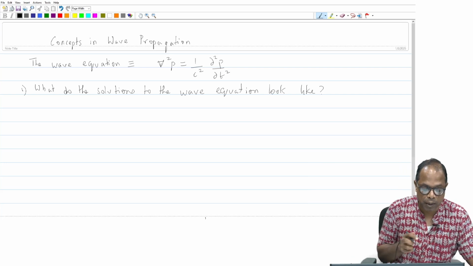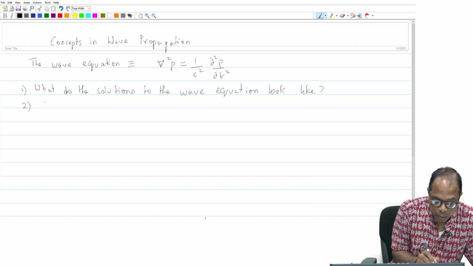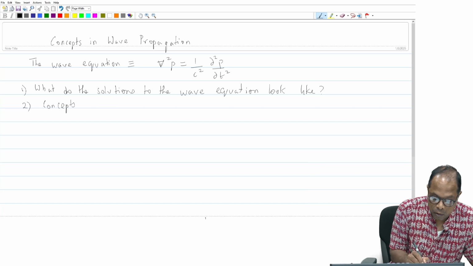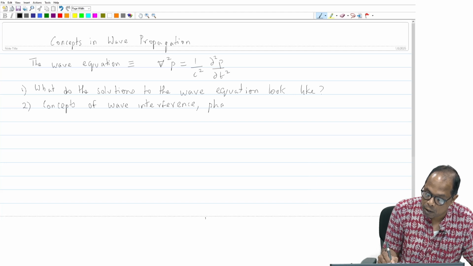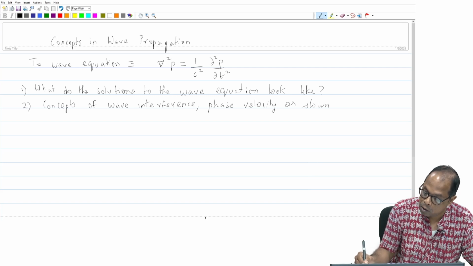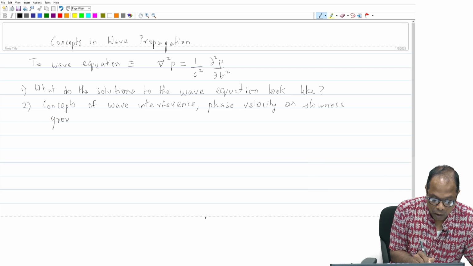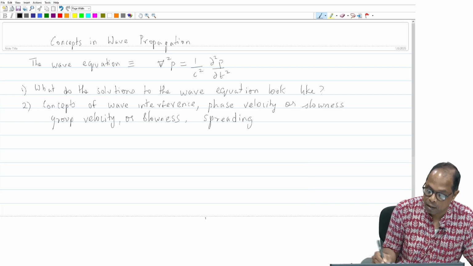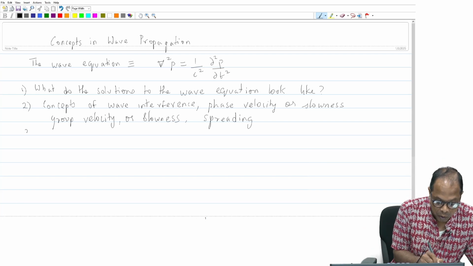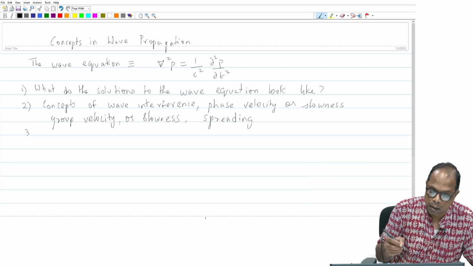The other question, or rather the concept, is concepts of wave interference, phase velocity, phase slowness, group velocity, group slowness, spreading. Also, that's about it.